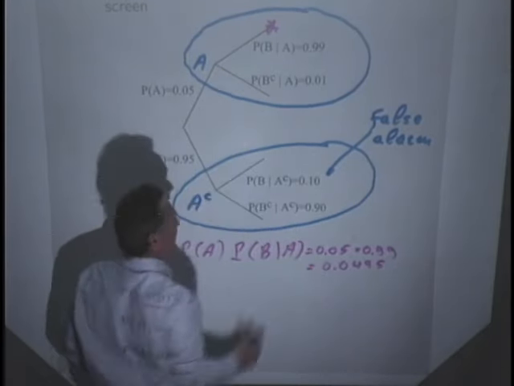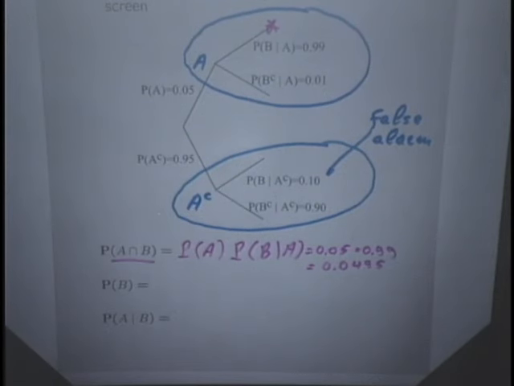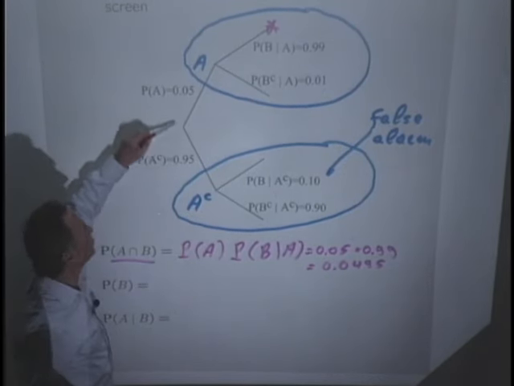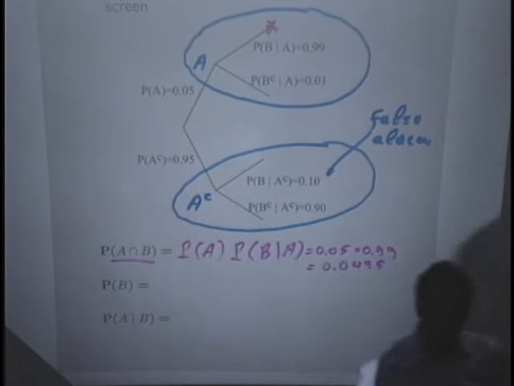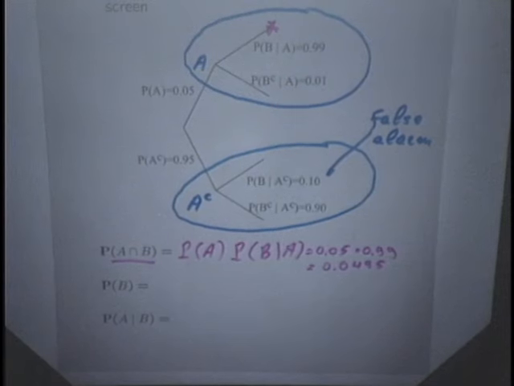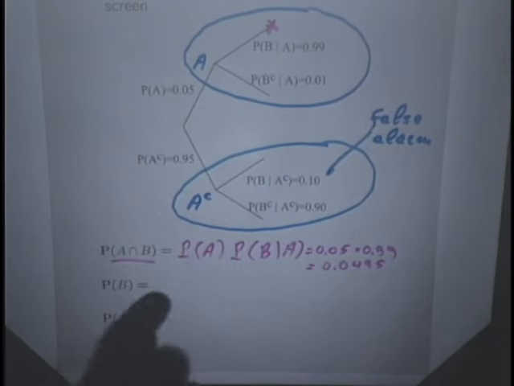OK, so we can calculate probabilities of final outcomes, which are the leaves of the tree, by using the probabilities that we have along the branches of the tree. So essentially, what we ended up doing was to multiply the probability of this branch times the probability of that branch.